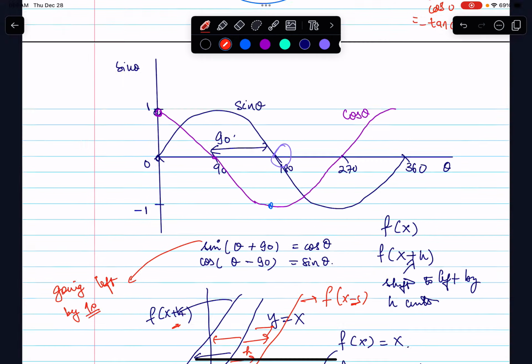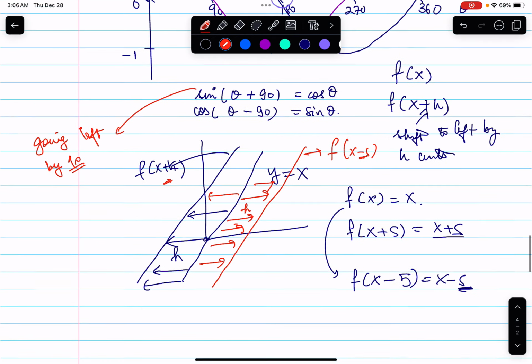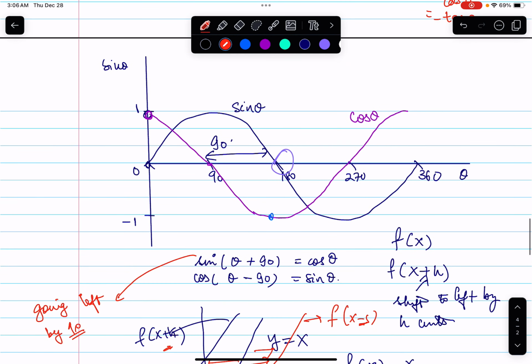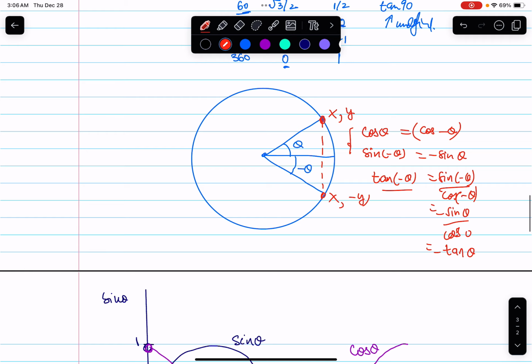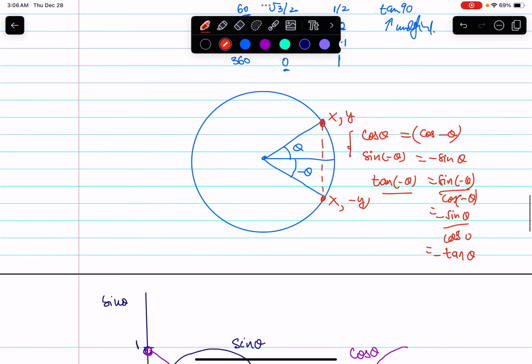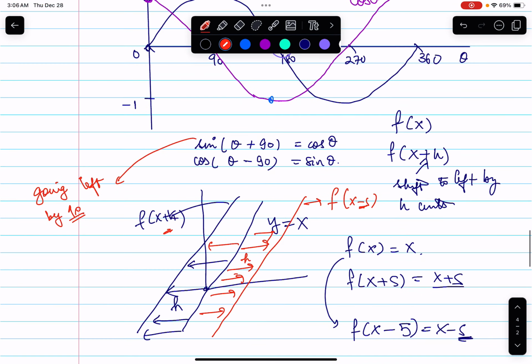Okay? All right. So that's how we looked at some of these identities, such as sine of negative theta, cosine of negative theta, and then these shifting functions that happen. That's one of the things, right?